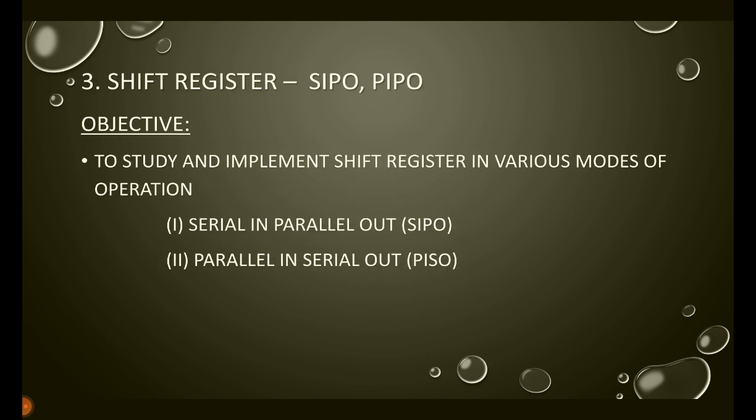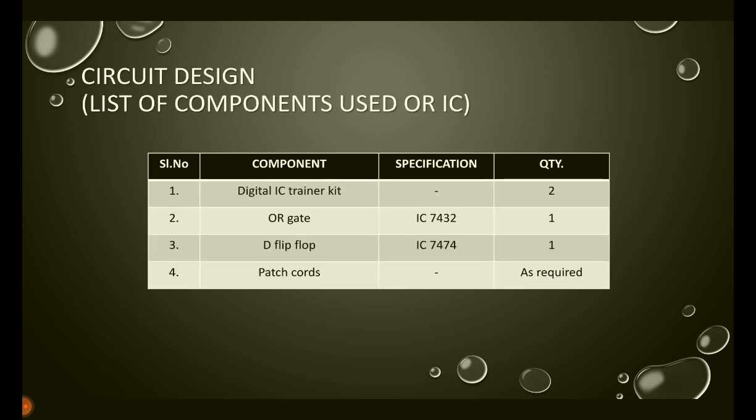The third one is shift register. SIPO, PIPO. Objective: to study and implement shift register in various modes of operation. Serial in, parallel out; parallel in, serial out. Circuit design: list of components used or IC. Here totally we use 4 components: digital IC trainer kit, OR gate, D flip-flop, patch cards.